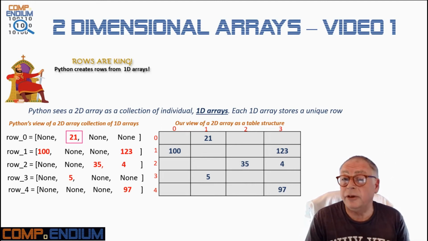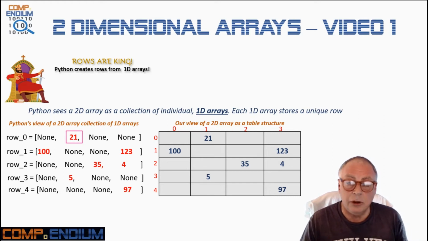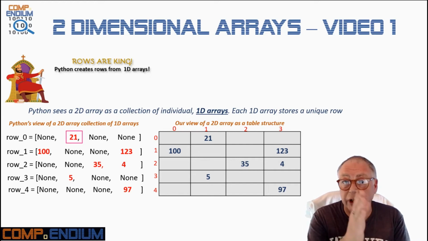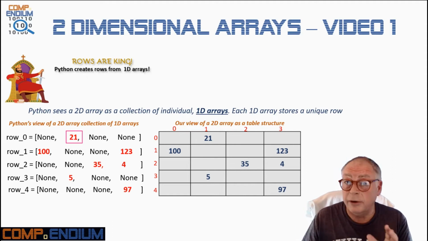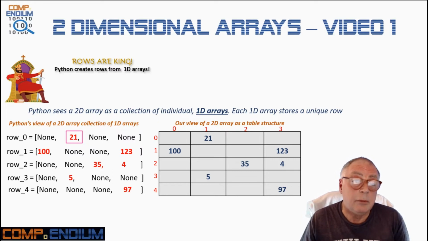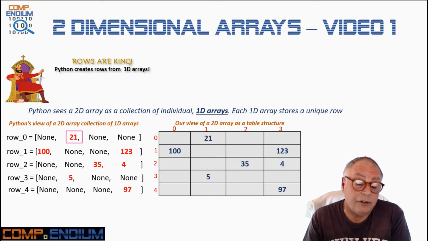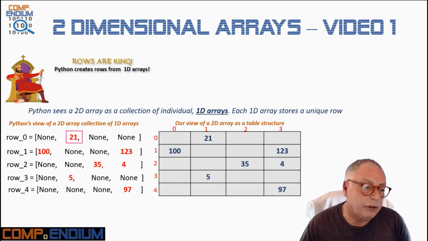It's just that Python has constructed a row using a one-dimensional array. Now, as long as we tell Python which one-dimensional array, in other words, which row we need to go to, the only other thing that's left is to tell Python which index value in our one-dimensional array we want to work with. And this is why rows are king, because rows are in essence one-dimensional arrays. So let's look at another example.